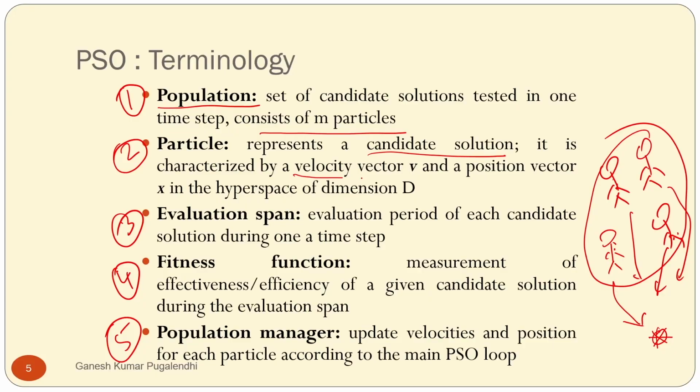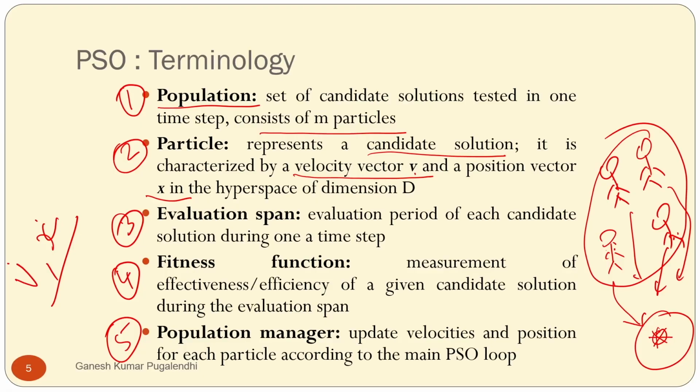Each one is treated as a candidate solution, and each candidate solution in the PSO terminology is characterized by a velocity vector, the speed, or the strategy that each person is applying to find the stolen or left out ornaments. So each is associated with the velocity v and a position vector x. Remember there are 2, v and x. This v is nothing but velocity and x is nothing but position given the dimension d.